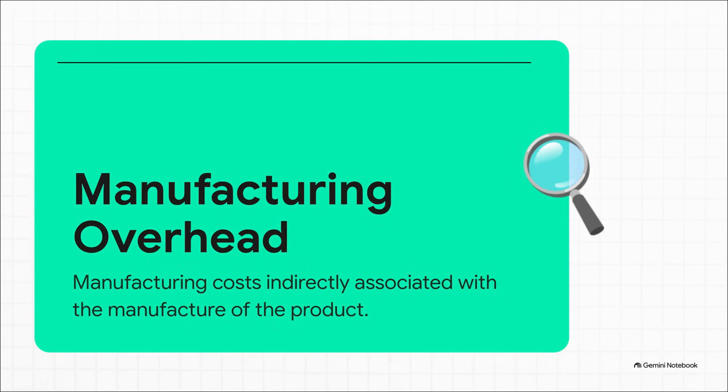And finally, we have bucket number 3, manufacturing overhead, or MOH. This consists of literally all other manufacturing costs that cannot be directly or easily traced to specific units produced. So if a cost happens inside the factory walls, but it isn't direct materials and it isn't direct labor, it automatically gets dumped right into manufacturing overhead. It's basically your giant catch-all bucket for everything else happening in the factory.